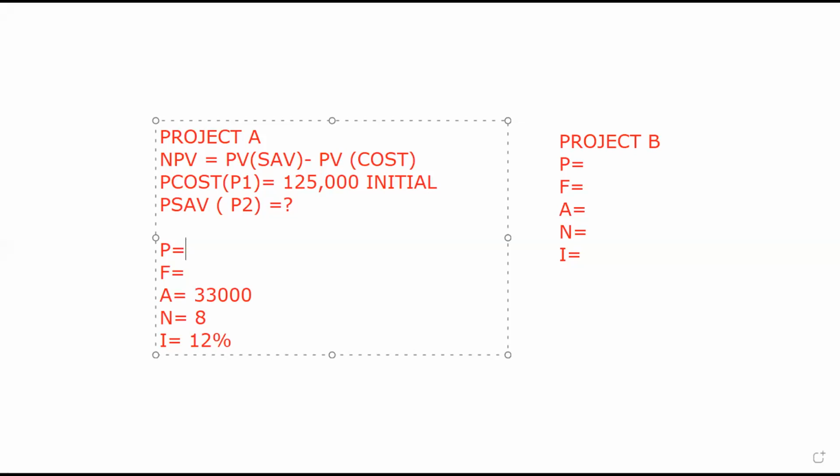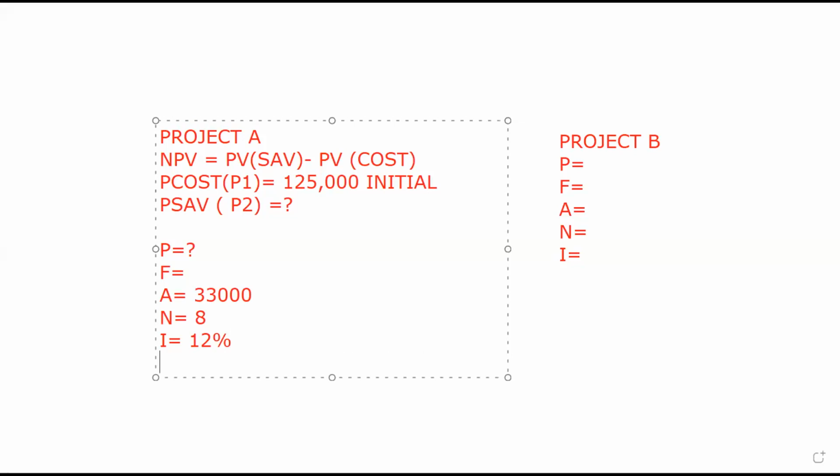Remember what I told us, net? A project that is giving me 33,000 for 8 years. What is the present value of those savings? I will subtract it from the present value of the cost. It will give me the net. It will tell me whether I'm making profit or not. If it is positive, it means I'm making profit. If it is negative, it means I'm not making profit. So here we'll start with P. P, we are given A.